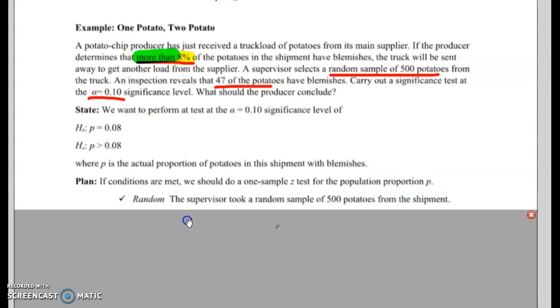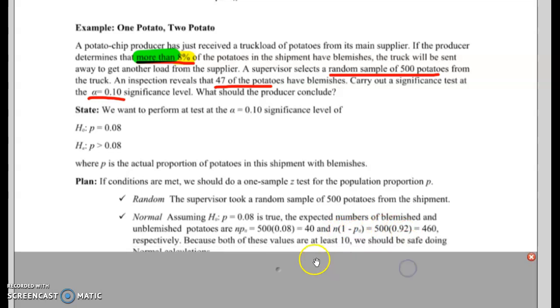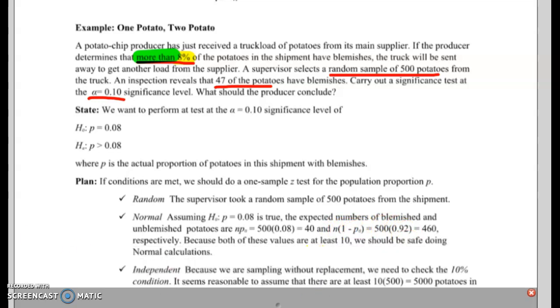So there's my random. Normal condition: np and nq. To check this, you'd have to show this and write it out. So np is n, 500, times p, 0.08. Is that greater than or equal to 10? Well, yes, it is. And nq, 500 times 0.92, both are greater than or equal to 10. 500 times 0.08 is 40. That meets the requirement. nq, 500 times 0.92, that's 460. That meets the requirement. And then we already checked the independent condition.